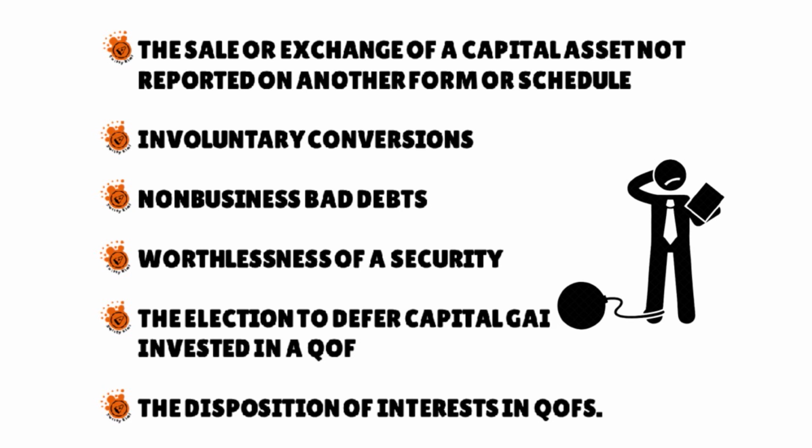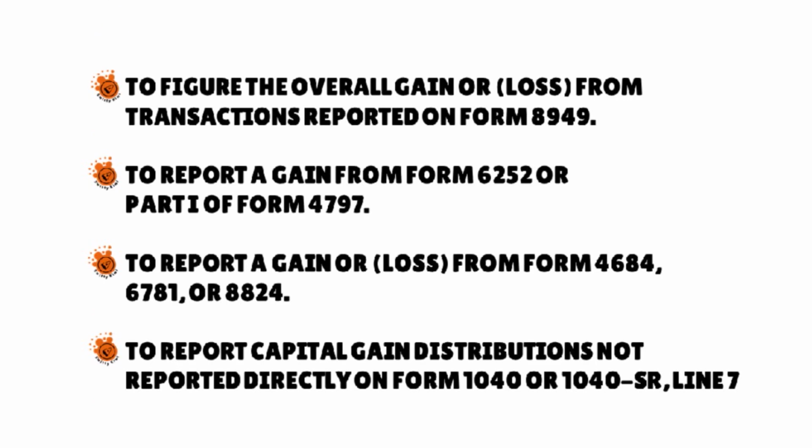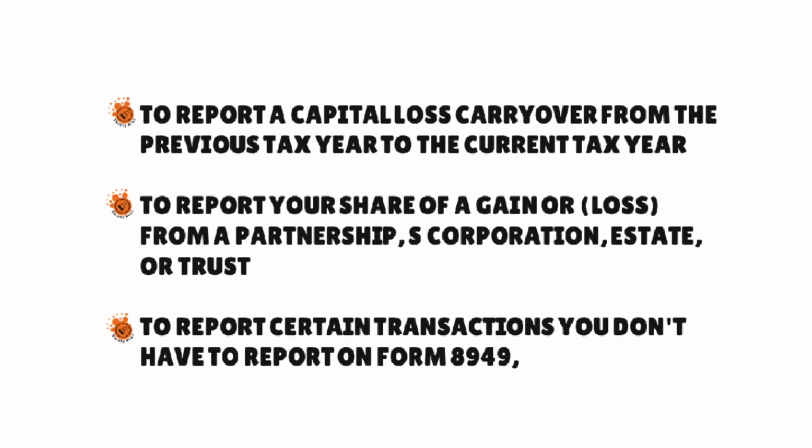And you use the Schedule D for the following purposes: to figure the overall gain or loss from transactions reported on Form 8949, to report a gain from Form 6252 or Part 1 of Form 4797, to report a gain or loss from Form 4684, 6781, or 8824. To report capital gain distributions not reported directly on Form 1040 or 1040-SR, line 7. Right, this is also important: to report a capital loss carryover from the previous tax year to the current tax year. To report your share of a gain or loss from a partnership, S corporation, estate, or trust.